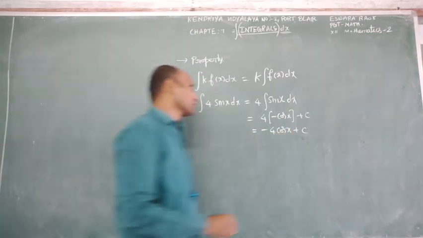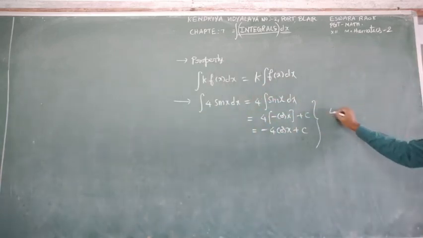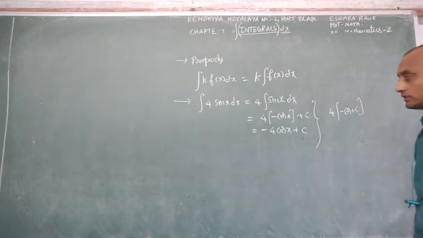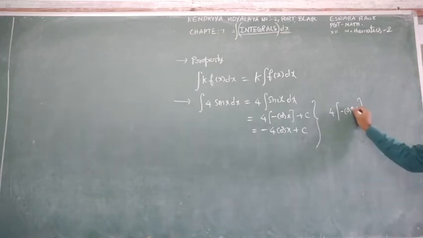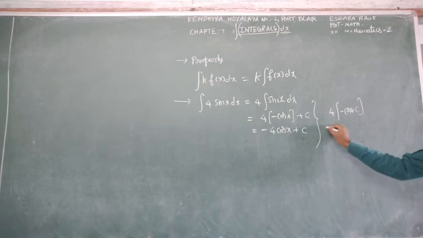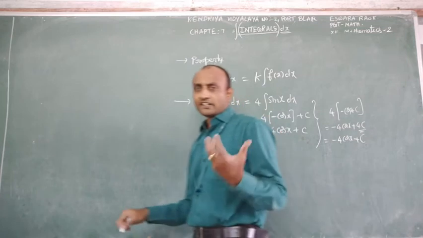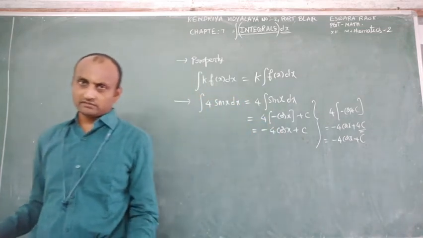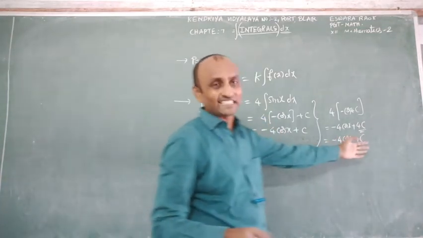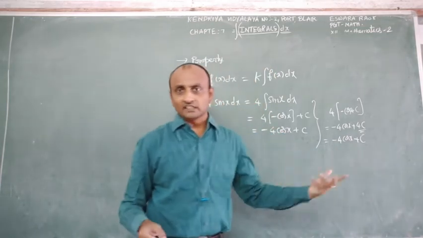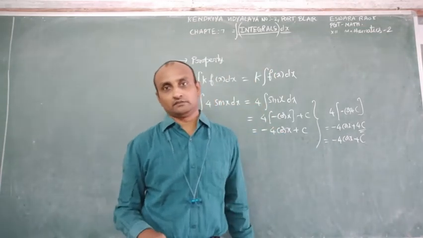You might have a doubt, sir, can I write it like this, 4 into minus cos x plus c? Most of you get this doubt. If you write 4 into minus cos x plus c, you get minus 4 cos x plus 4c. Again you can write it as c, because c is a real number, it can be any constant. Instead of c, I can write k, l, m, n. It must be a constant, that's all.